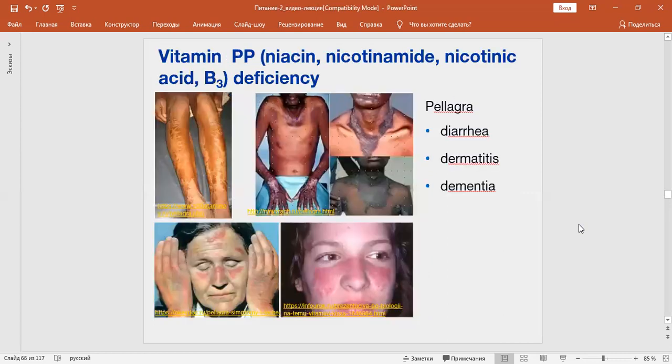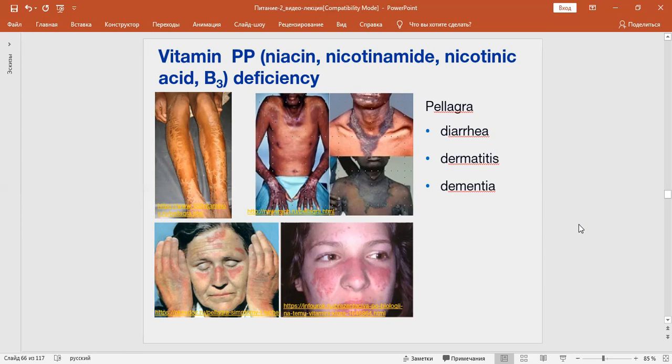The next vitamin, PP, in other words, niacin, nicotinamide, nicotinic acid, or vitamin B3. It causes the disease pellagra. The name of this disease comes from the Latin words pella and agra. It is diseased skin. This disease was originally recorded in Spain, Portugal, and Italy, and eventually spread to other European countries. The disease attacked, first of all, people living in low light conditions, prisoners, mentally ill people.